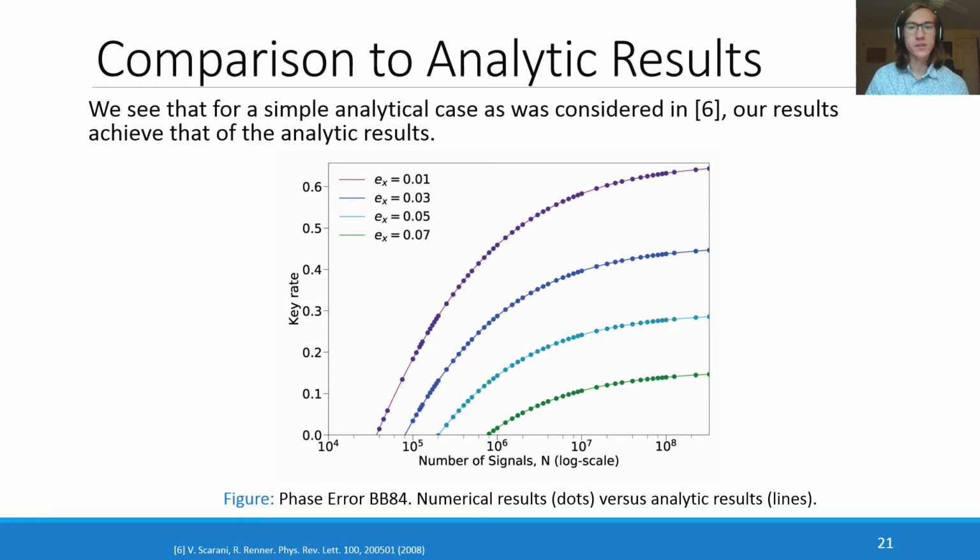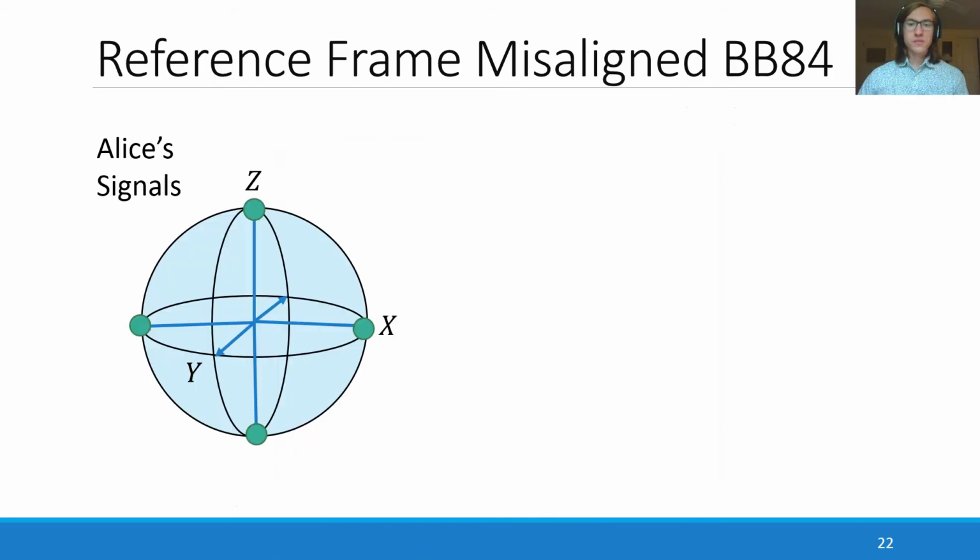You can look at the simple BB84 that's presented in the Scarani-Renner case. The lines are the theoretical results and the dots are numerics. And what we see is that our numerical dots are right on the theoretical line, which tells us here we do just as well as the analytic result. So we now want to think about a protocol in which the numerical method could do better than the analytic method.